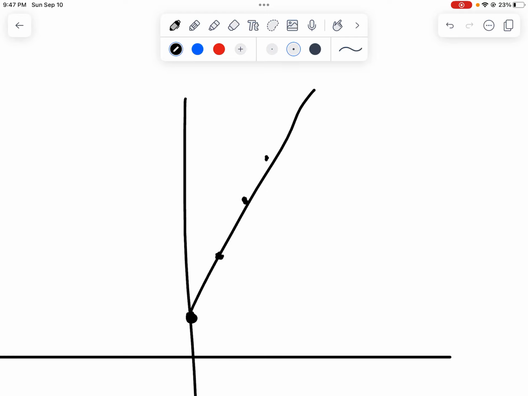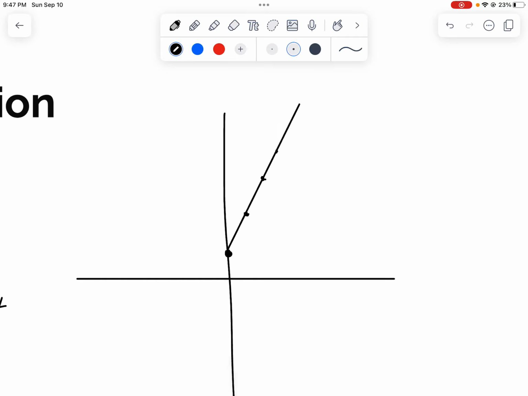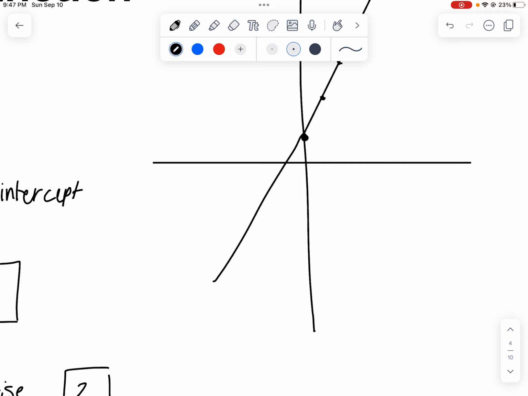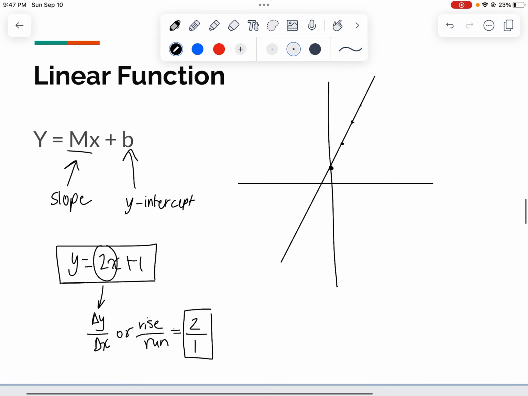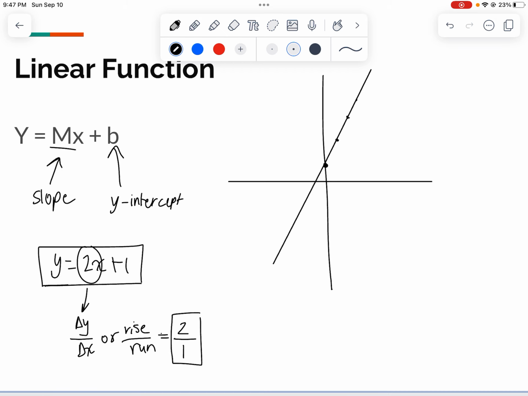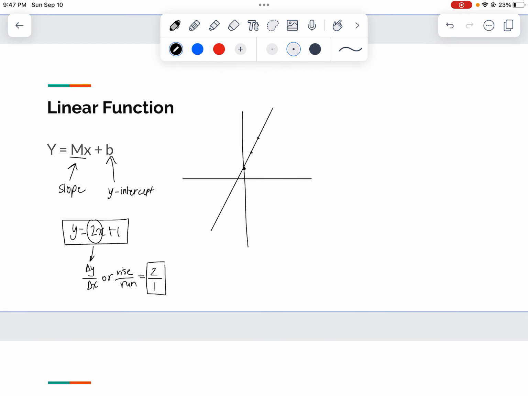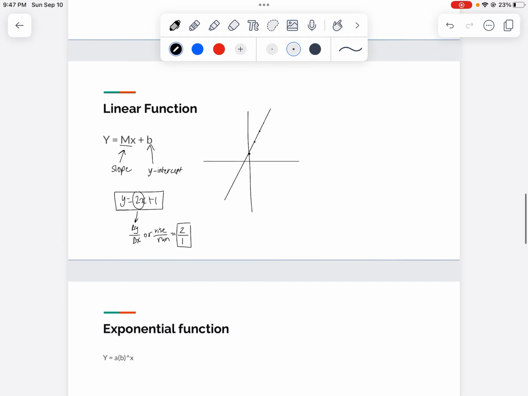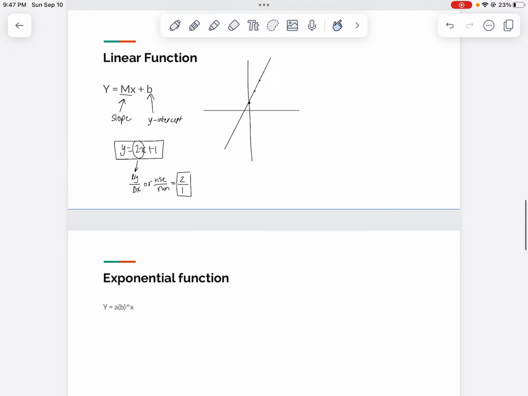I'm not going to draw it completely. It would also go this way, into the second and third quadrants. It would never go into the fourth quadrant because that's just the nature of this particular slope. And again, like I said, it could go negative too. So you could have a negative slope, which is the same idea. It's still rise over run, and the y-intercept is still b. Okay, so that's how you decipher that.